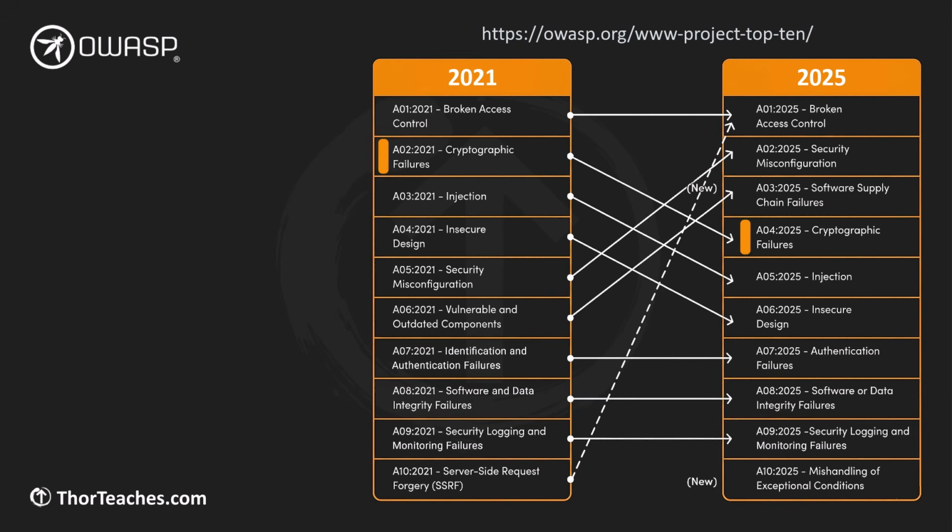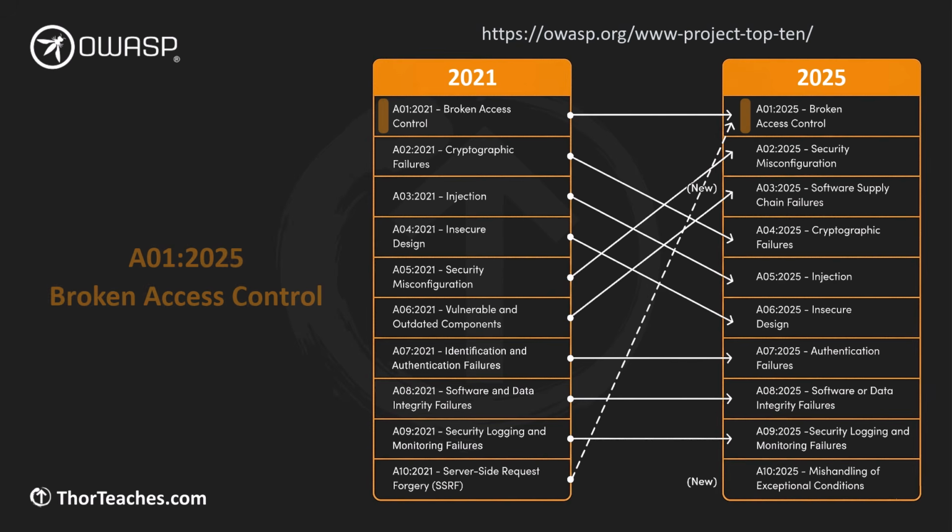Cryptographic failures has moved from A2 to A4. Injection is down from A3 to A5. Insecure design also down from A4 in the 2021 version to A6 in 2025. Then authentication failures stays at number 7, same with 8, software or data integrity failures, and A9, security logging and alerting failures, also stays at the same spot. A10 is the only true new entry with mishandling of exceptional conditions. All right, let's look at the actual top 10.